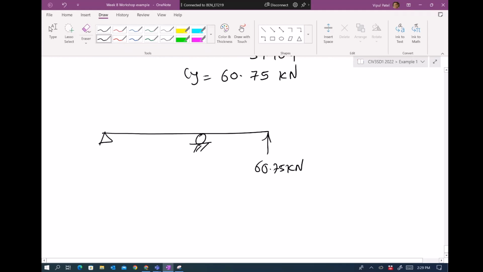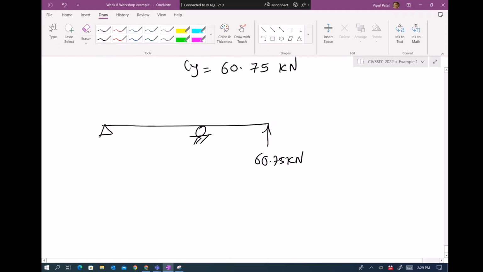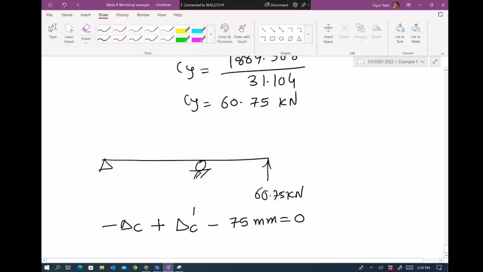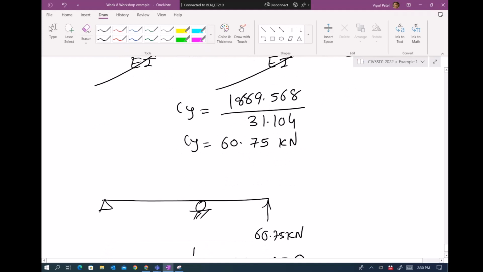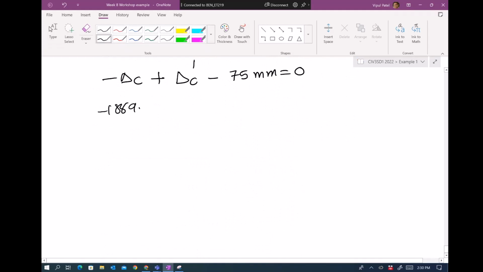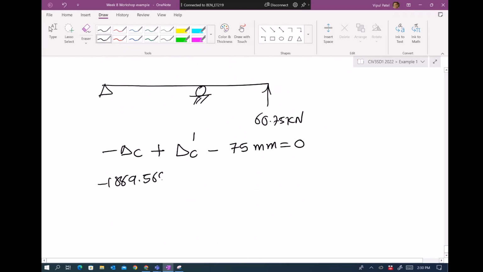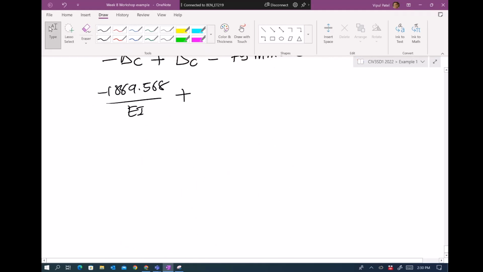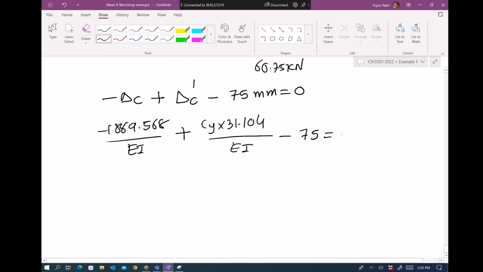Does it have that? Oh yes. So in that one, that's okay. So support B settled downward 75. So that's good. Thank you for that. So we can include that. So minus delta C plus delta C dash minus 75 millimeters equal to 0. Right. So still fine. I think the EI will not work in this case, so we need to plug in that EI value: minus 1889.568 over EI plus delta C dash, which would be 31.104 over EI, minus 75 equal to 0.